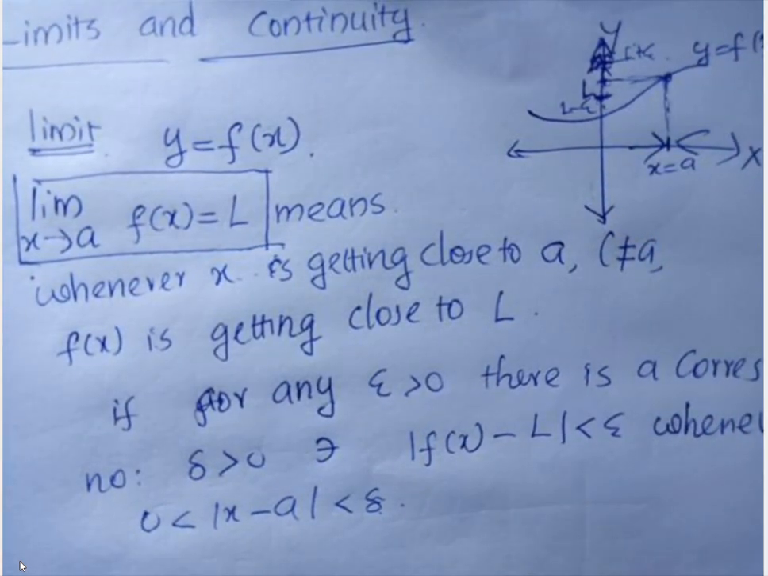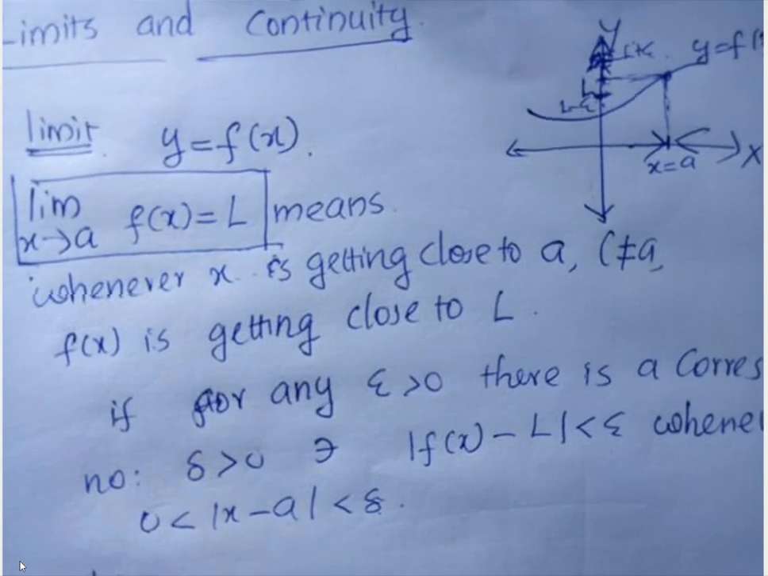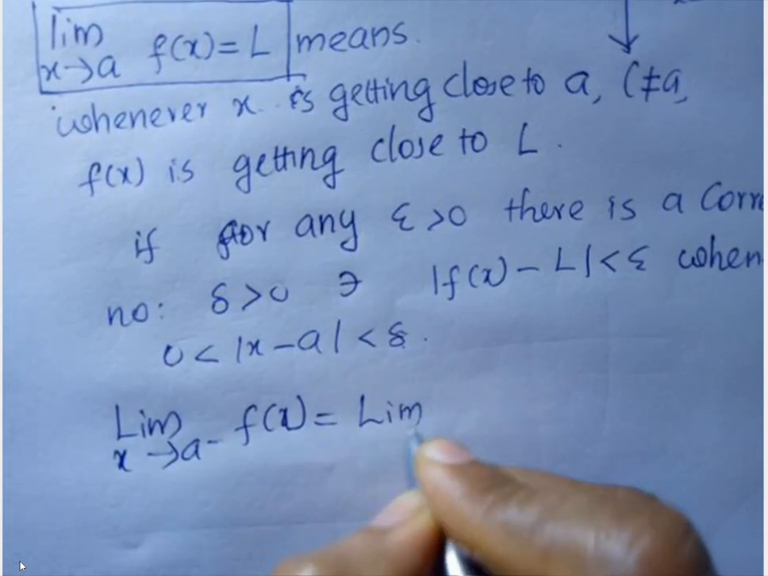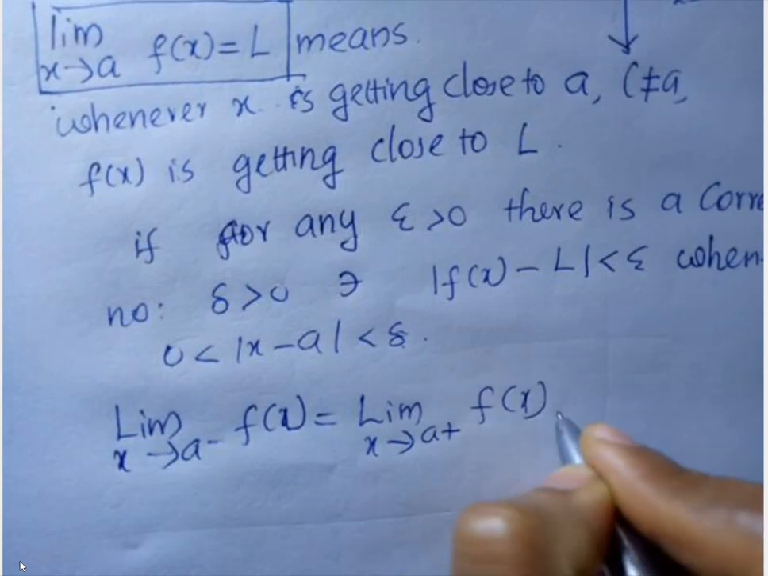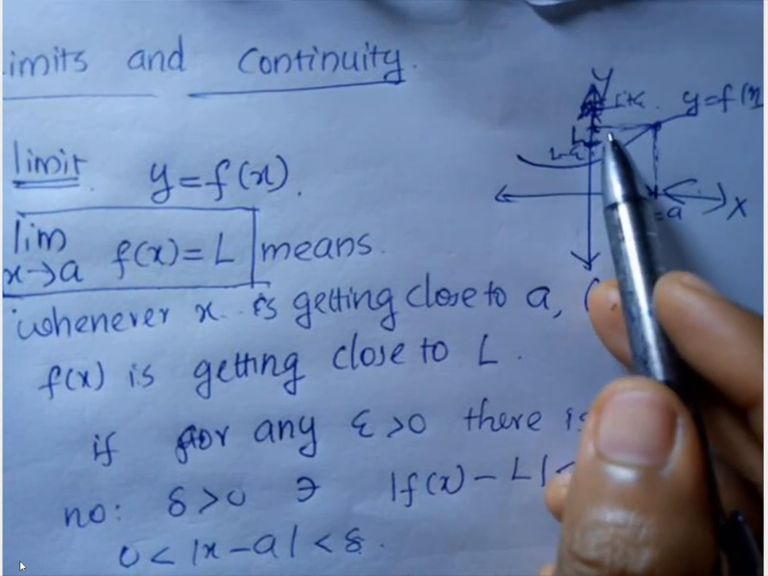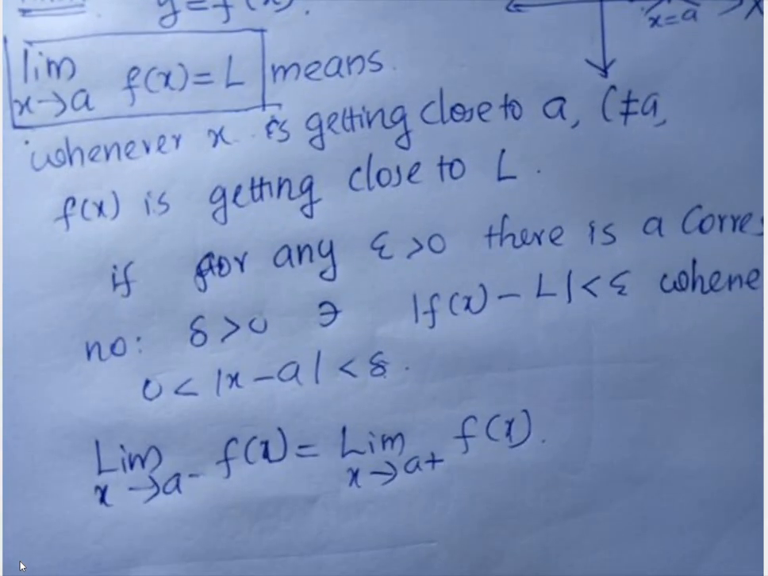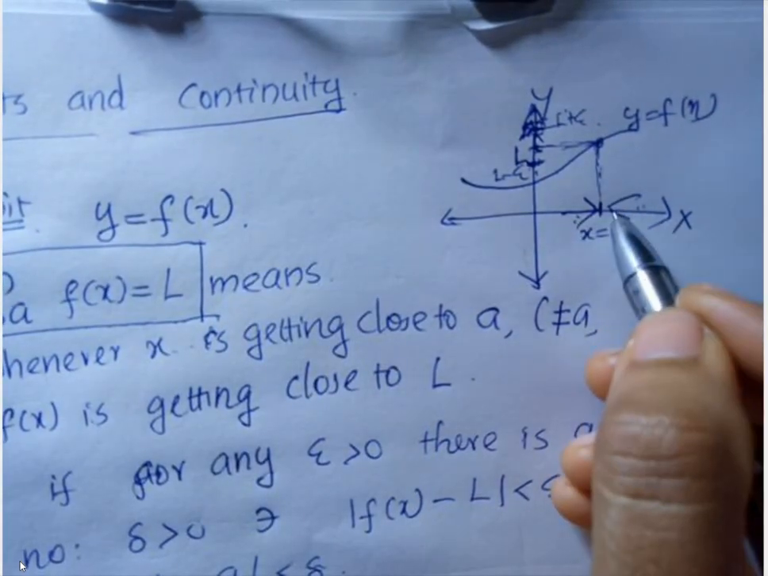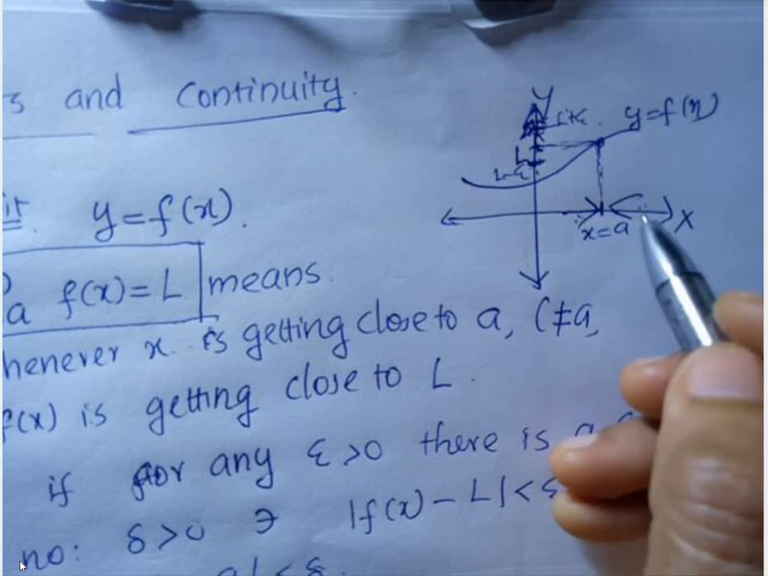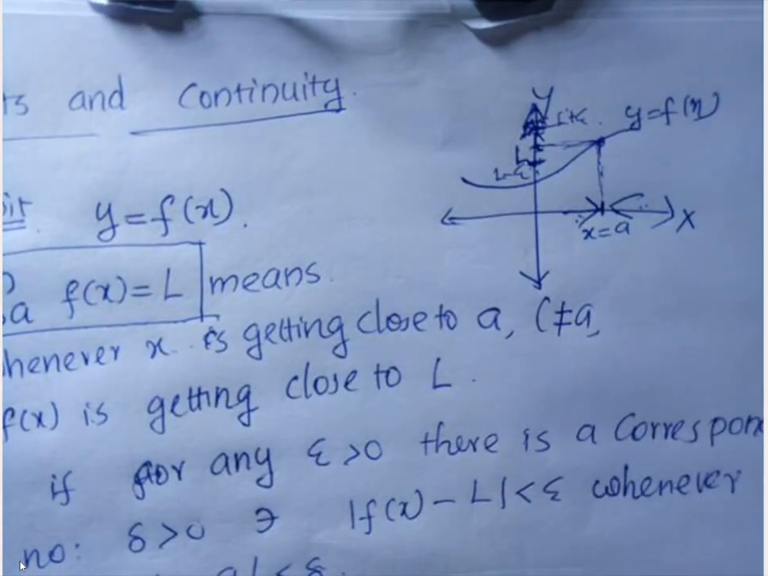Next, what will be the case of this? Also, one more note: the limit as x approaches a from the left of f of x must equal the limit as x approaches a from the right of f of x. That is, the approach from the left and from the right must give the same value L, which must be the limit. Then we say the limit exists, and f of x approaches the value from both sides, left and right, so the value of f of x must be equal to L.